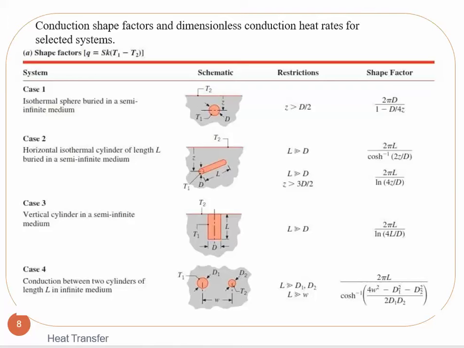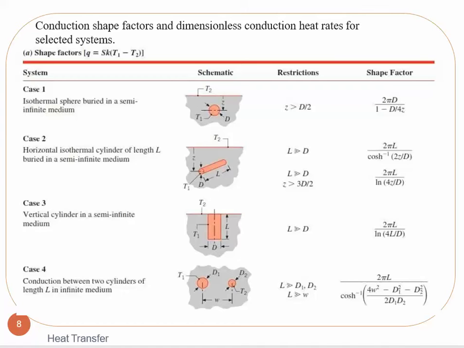In case 3, the vertical cylinder in a semi-infinite medium. In this, a complete cylinder is fixed below the surface, where it is attached to the surface at temperature T2. Here the length is L and the diameter is D, where L is greater than D. Then the formula will be 2 pi L upon natural log of 4L by D.